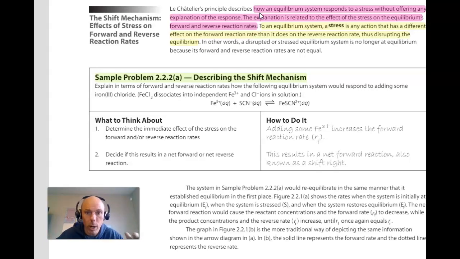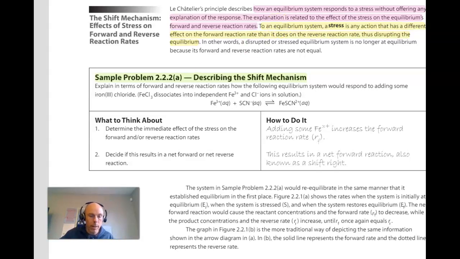It doesn't explain why. Well, if we read in yellow, it says that to an equilibrium system, a stress, in this case, to us a stress is the addition or removal of a reactant or a product, is any action that has a different effect on the forward rate than it has on the reverse rate. If you cause something to occur that affects a forward rate differently than a reverse rate, then the equilibrium will be shifted, either to the left or to the right.